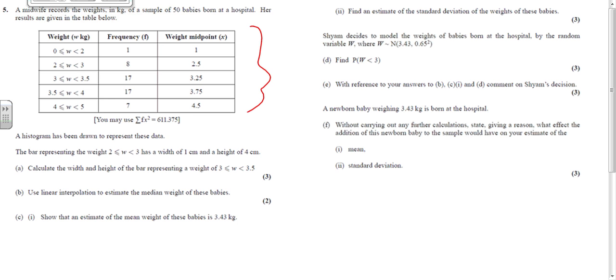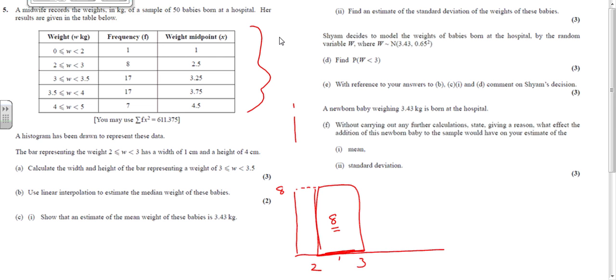The bar representing the weight 2 to 3 has a width of 1 centimetre and a height of 4 centimetres. If we do a quick diagram of that, that's from 2 to 3, and it's got a height of 4 centimetres. Now the frequency for the 2 to 3 bar is 8. When you do histograms, the frequency has got to be the area of the bar. So if this has got a width of 1, the frequency density must be 8, because 1 times 8 is 8, so the area of this bar must be 8. So the y-axis there must be 8 for this bar.